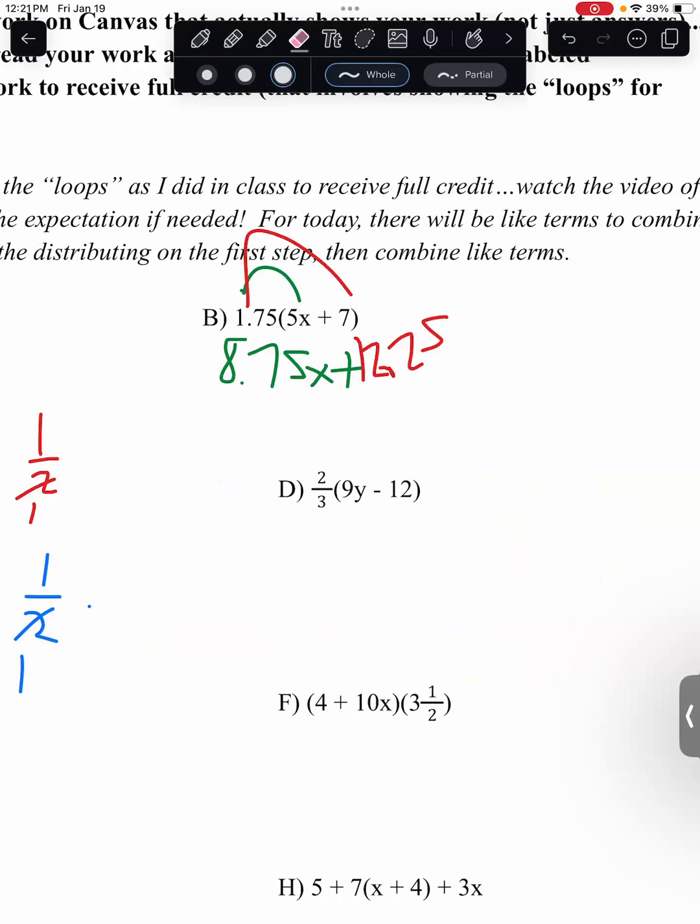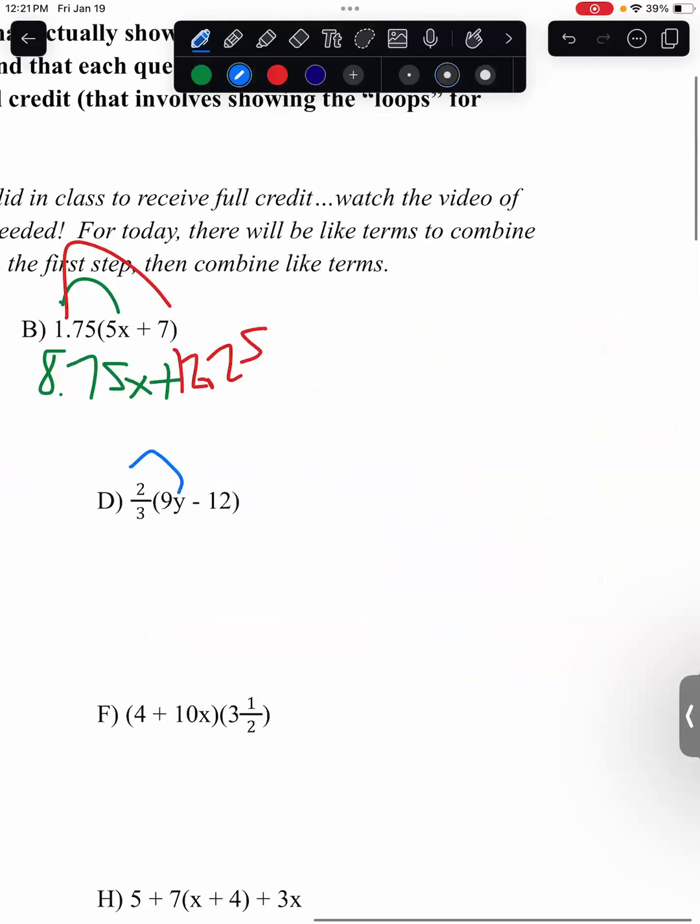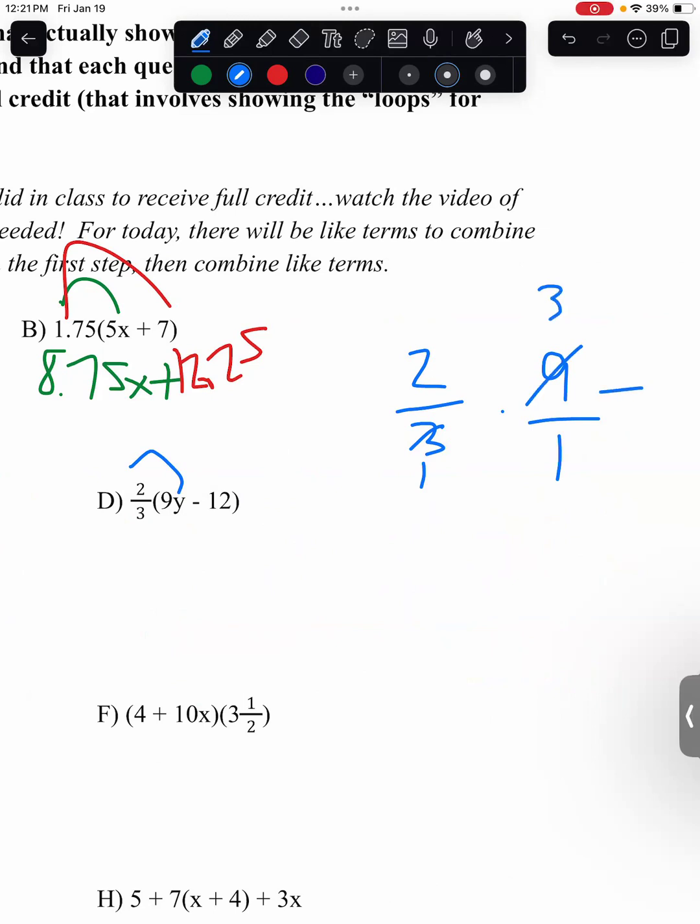We have 2/3 times 9y. So 2/3 times 9 over 1. Now we can simplify. 3 divided by 3 is 1. 9 divided by 3 is 3. 2 times 3 is 6 over 1, or just 6y. If you needed to do just top times top, that would be 18 over 3, which still equals 6. All right, the next part, 2/3 of 12.